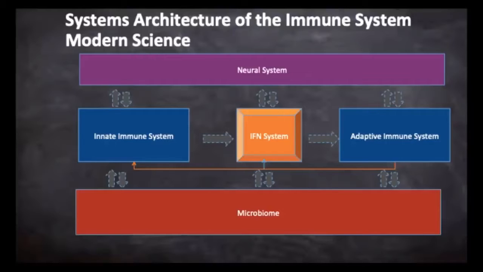So in the modern theory of the immune system, what emerges is very different from what I just shared with you. There are a lot more boxes, to keep it simple. And what you see here is that you have the innate and we have the adaptive. However, there is something else between the innate and the adaptive. It's called the interferon system.